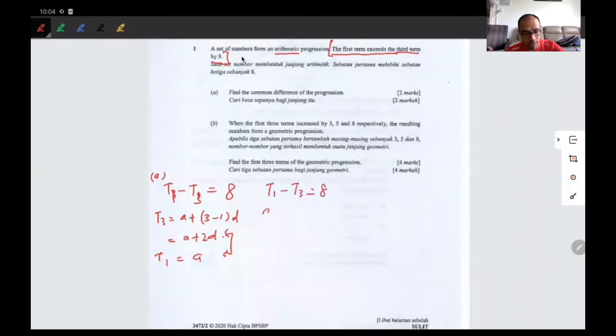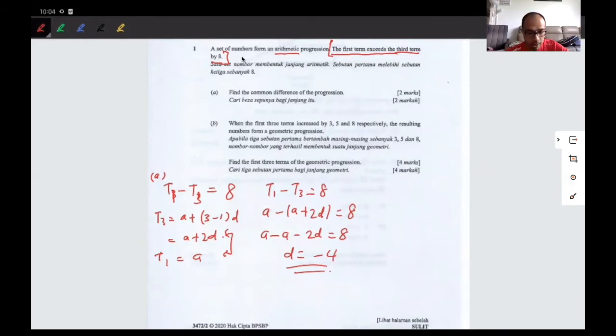So A minus A plus 2D equals 8. So A minus 2D equals 8, therefore D equals negative 4. So yeah, sorry for the first mistake. First term exceeds means the first term is bigger than the third term.